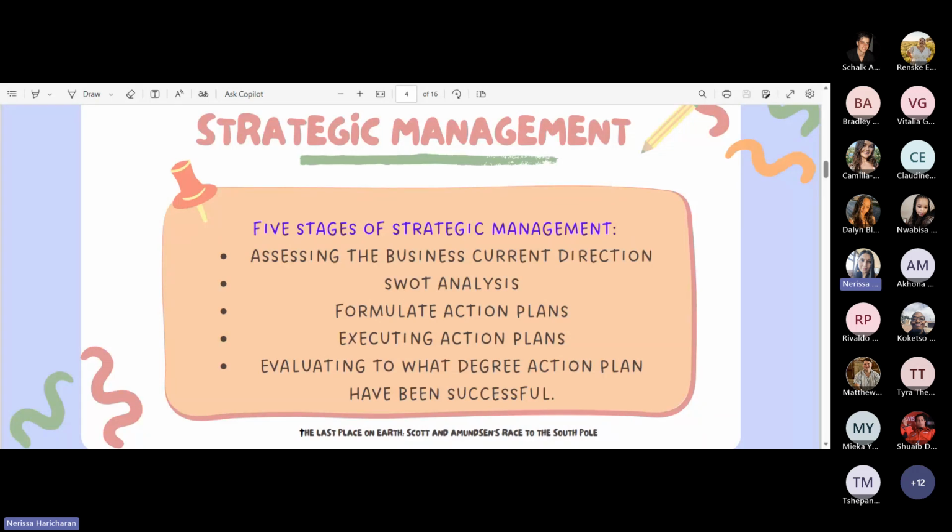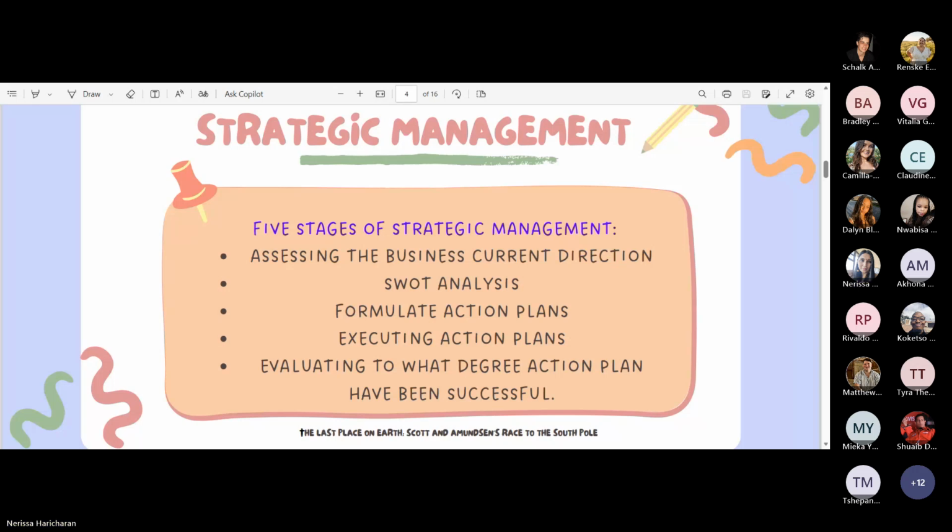Then you want to execute your plan. How best can you execute it? You want to choose different strategies that actually help you to achieve that objective. You want to be able to translate your plans into actions and also make sure that you have enough resources to effectively action those plans.